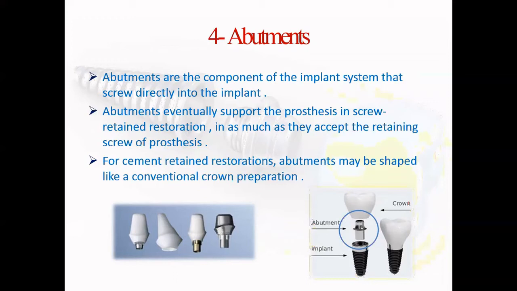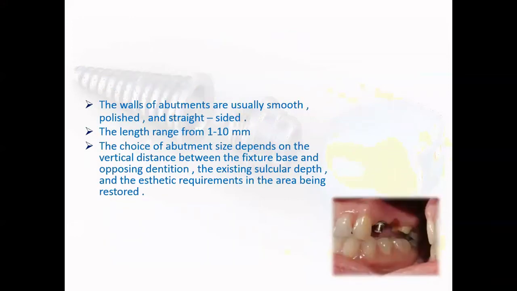These abutments are like a prepared tooth for a conventional fixed prosthesis, where we prepare a tooth and over which we place a crown. This abutment acts as a prepared tooth. The walls of the abutment are usually smooth, polished, and straight-sided. The length ranges from 1 to 10 mm. The choice of the abutment depends on the vertical distance between the fixture base and the opposing dentition, the existing sulcular depth, and the aesthetic requirements in the area being restored.